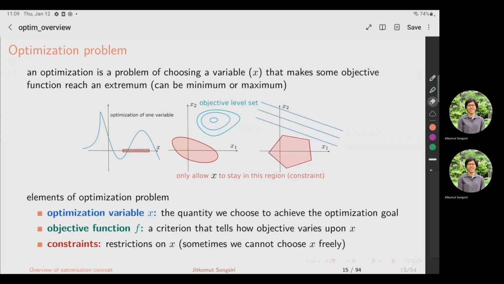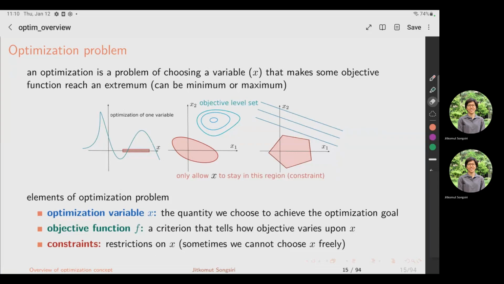variable. Sometimes it's called a parameter. Let's call it x. You want to choose some quantity, some variable x that makes some objective function reach an extremum. An extremum could be a minimum or a maximum. When we talk about optimization, it contains 3 elements.